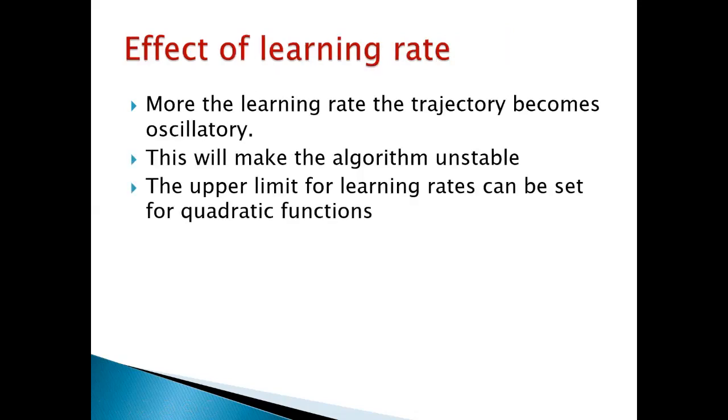Here, the more the learning rate, the more oscillatory the trajectory becomes. As I told you before, the learning rate is nothing but the jump that you give to go to the next point. If your learning rate is large, even if you reduce it, it will keep on oscillating near the optimal solution. This will make the algorithm unstable.